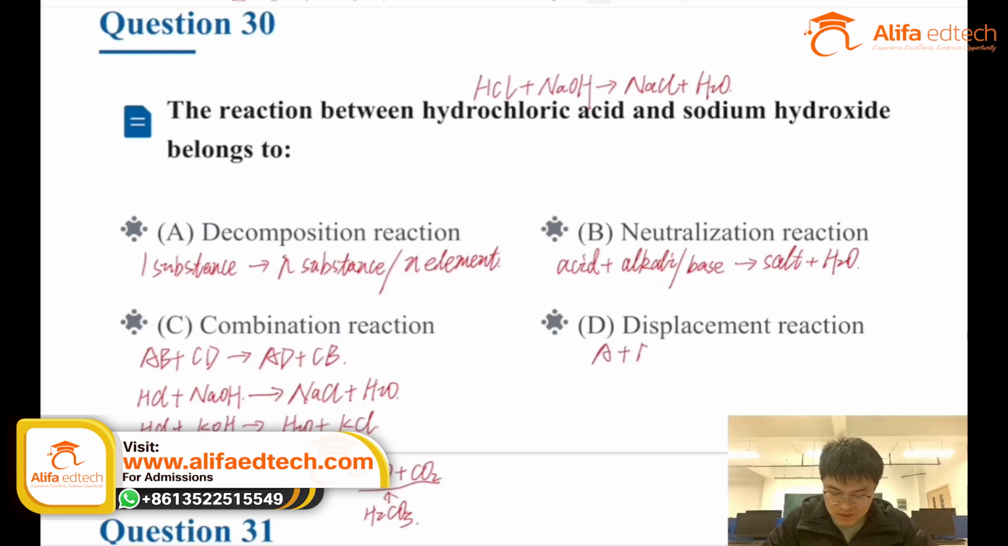And the D option is the displacement reaction. Its general formula is A plus BC equals B plus AC. For example, iron reacts with copper chloride. Ferrous chloride and copper are produced. Consistent with this general formula, it is called a displacement reaction.